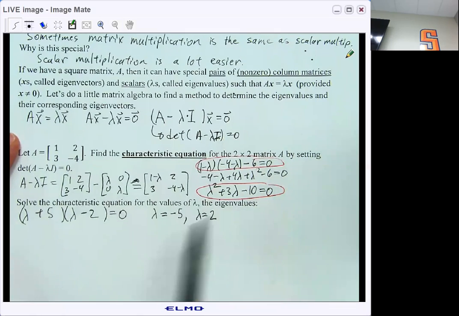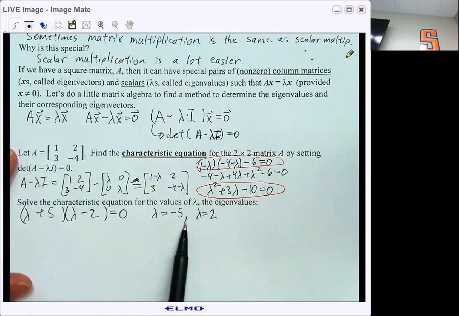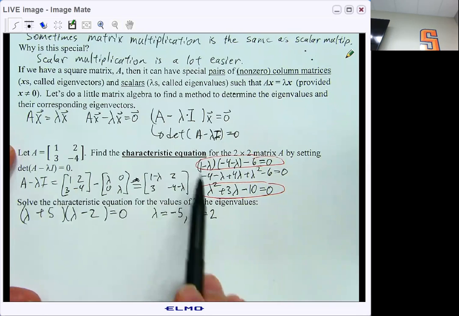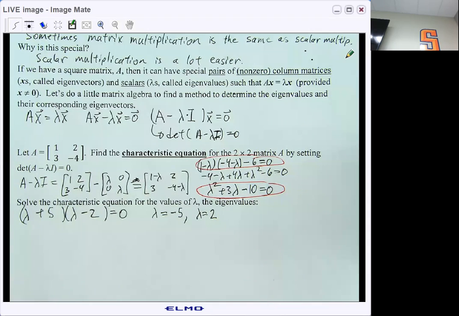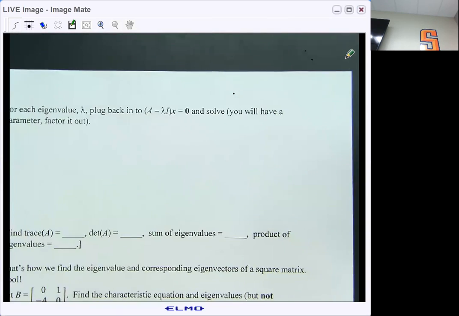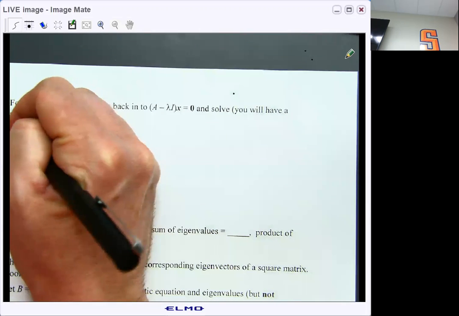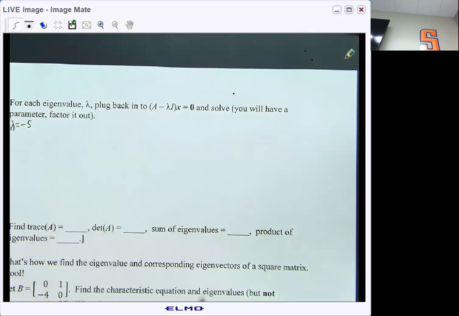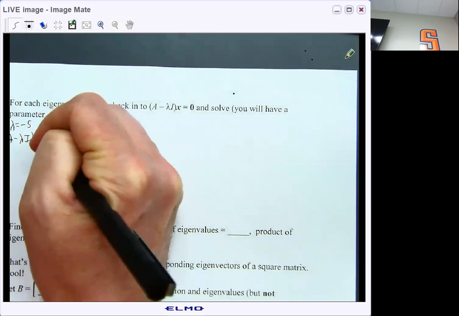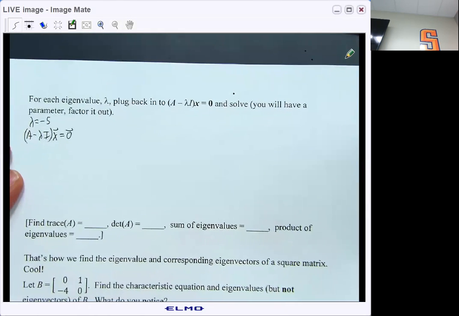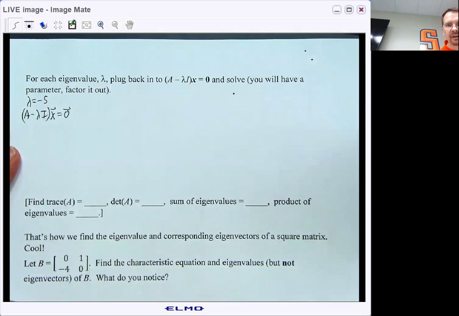Now that we've got our eigenvalues, we're going to plug them back into (A minus lambda I) x equals 0 and find out what the special eigenvector is for each one of them. I made my font a little bit bigger, so I'm going to have to go to the next page. So we had an eigenvalue of, let's start with the negative 5. If we plug that back into our (A minus lambda I) times x equals 0 system, let me move that over and up so you can see what's going on.